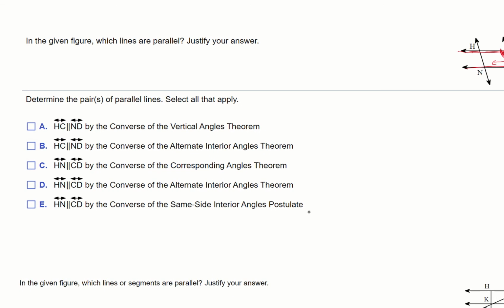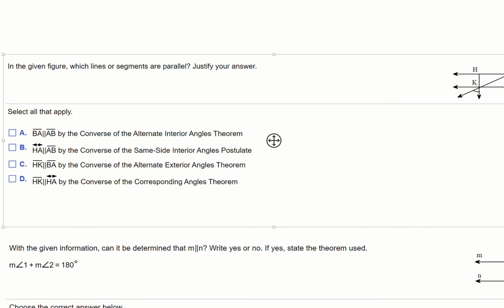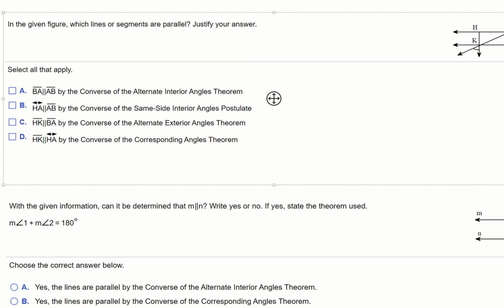And by the converse of the alternate interior angles theorem, HC is parallel to ND. So we're looking at answer choice this example. All right, in the given figure, which lines or segments are parallel?